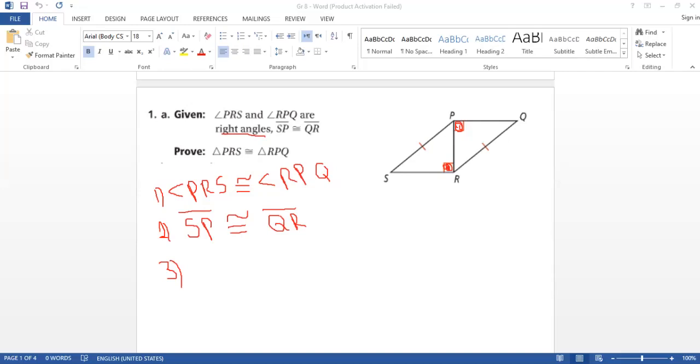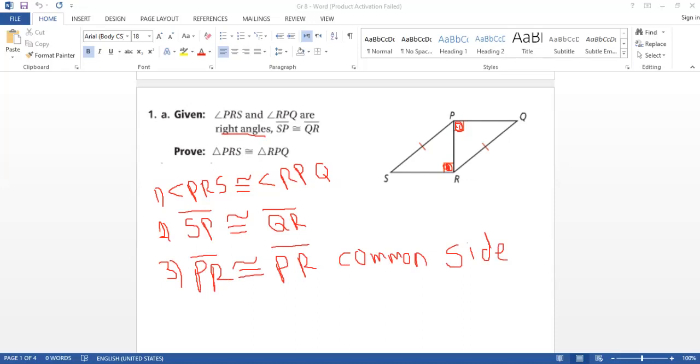Think again. Yes, PR is congruent to PR. That means it's a common side. PR, it's a common side.